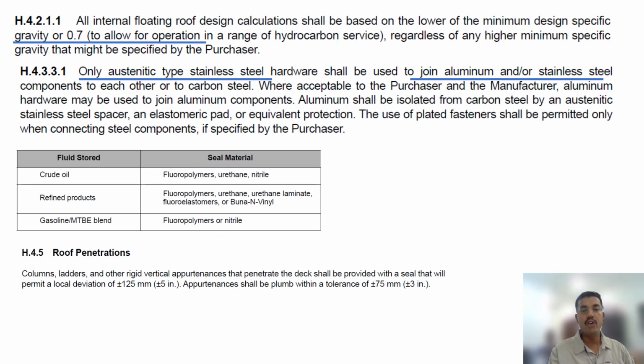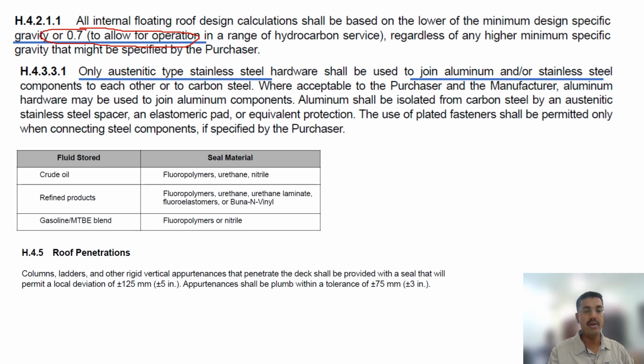All internal floating roof design calculations shall be based on the lower of the minimum design specific gravity. This is point 7. This is important. Because if you do not take the lower one and take the higher one, maybe it will collapse. You have to take the lower one, and the lower one is 0.7.